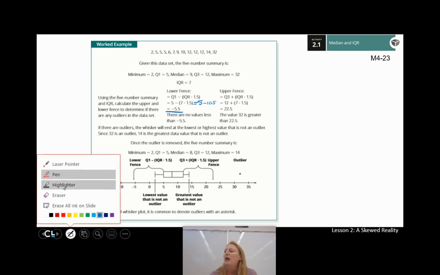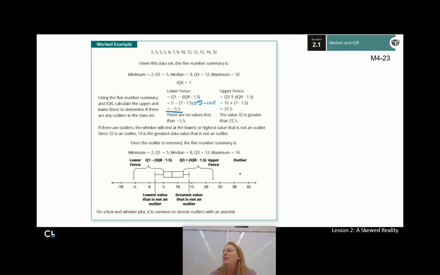Let's now talk about our upper fence. Our upper fence is the third quartile plus our interquartile range times 1.5. So my third quartile was 12 plus 7, which is our interquartile range, times 1.5. I already used my calculator and found that 7 times 1.5 is 10.5. So 12 plus 10.5 gives me 22.5. And yeah, that 32 is greater than my upper fence. So this tells me that I have an outlier, that 32 is an outlier.